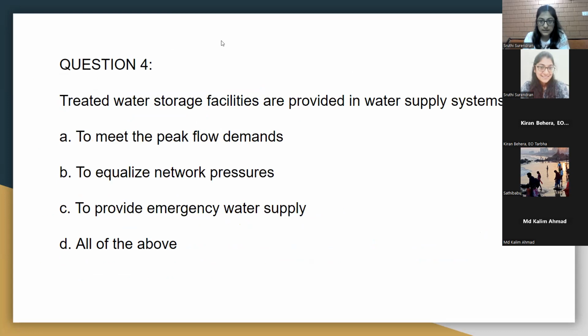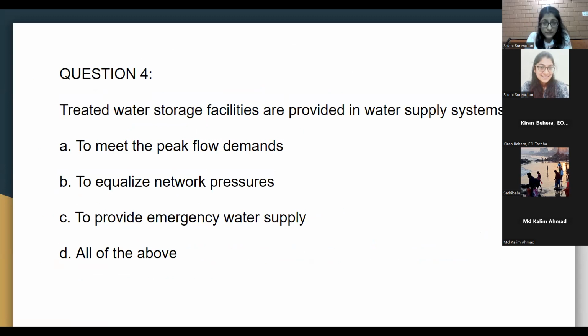Treated water storage facilities are provided in water supply systems. Why are they provided? Is it to meet the peak flow demands, to equalize network pressures, to provide emergency water supply, or is it for all of the above mentioned reasons?